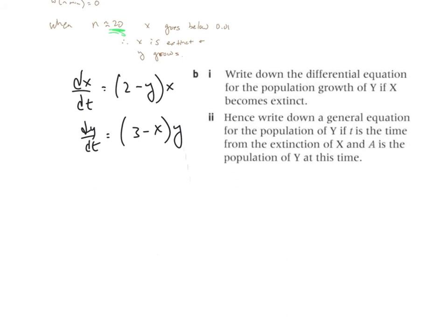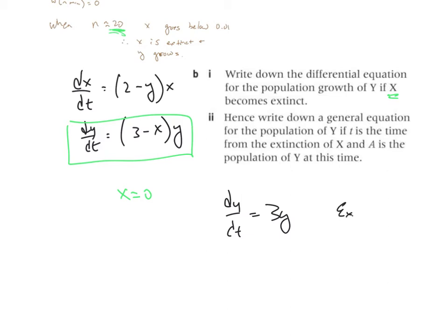So then when it comes to B part, it says write down the differential equations for the population of y if x becomes extinct. Well, if I'm looking for the differential equation for y, I'm only looking at this. And if x is extinct, that means x equals 0. And so then I come up with the equation, let me change colors, that dy dt is equal to 3y. And this hopefully you recognize as exponential growth. By this point, you've done enough of them.